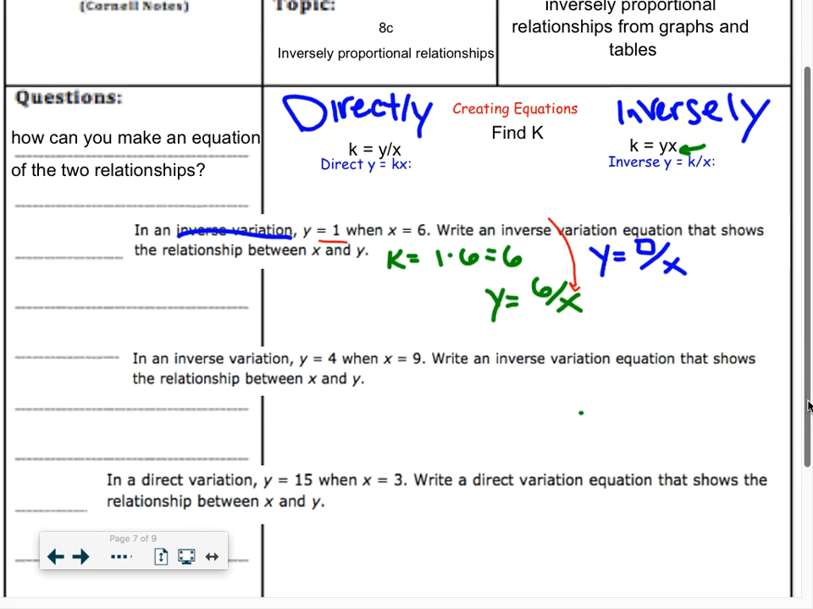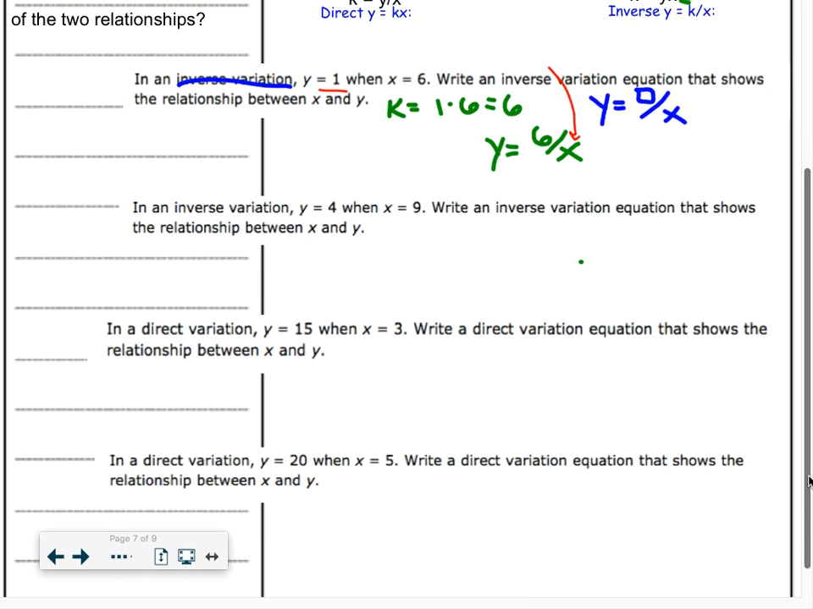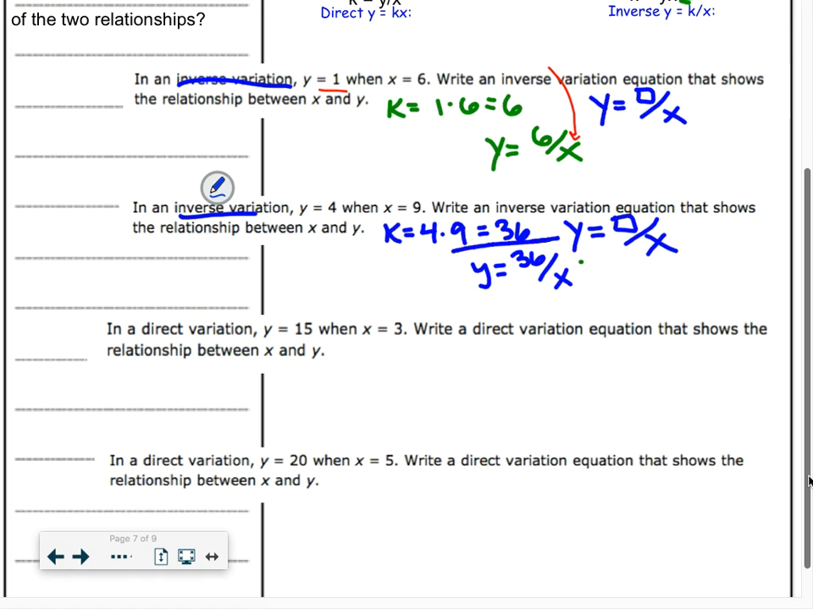Okay, next one. In an inverse variation, so again, I'm looking at, are you direct or inverse? In an inverse variation, y is 4 when x is 9. Write an equation. Inverse, remember, is something divided by x. That something is k. k is product for inverse. So k is equal to 4 times 9, 36. y equals 36 over x.